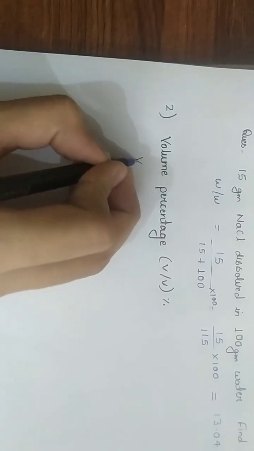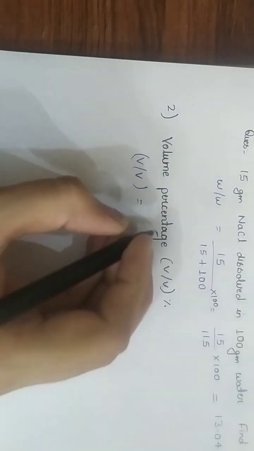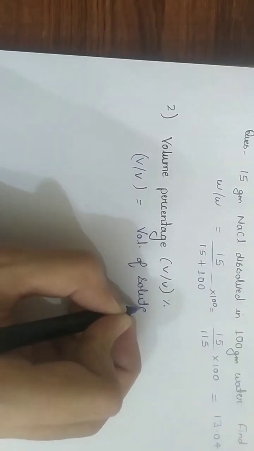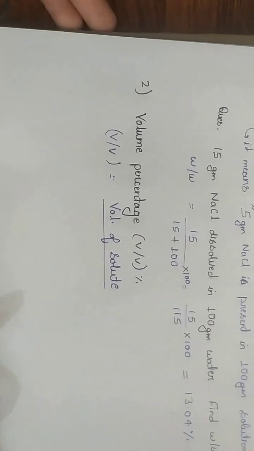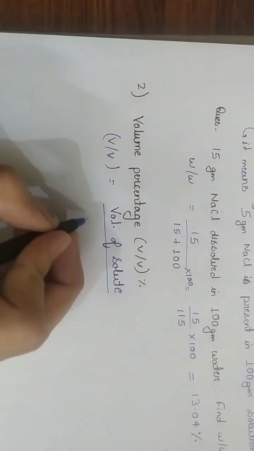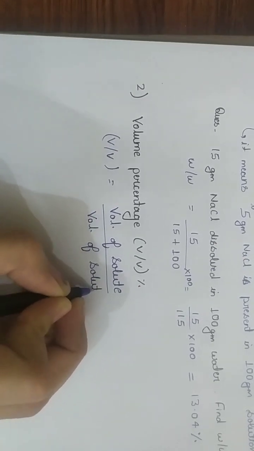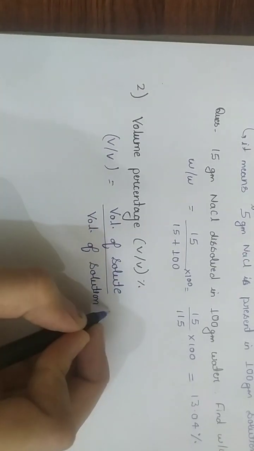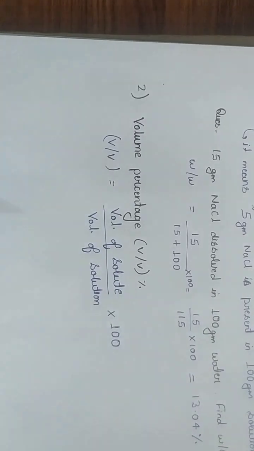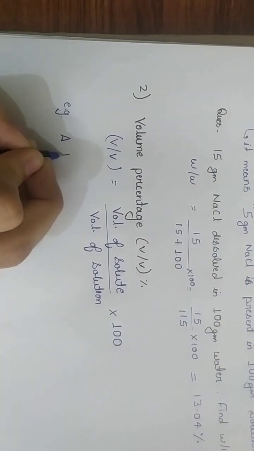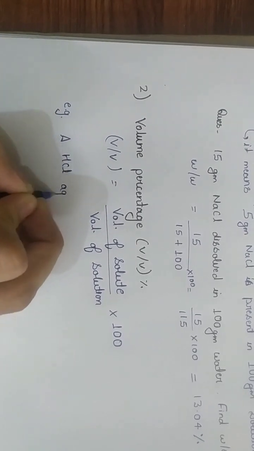Now the second term we are going to discuss is volume percentage, which is written as V by V. So the formula of volume percentage is volume of solute. Here we will write volume, not mass, as earlier we have written mass of solute. For volume percentage we will write volume of solute upon volume of solution. It is solution, not solvent, into 100.